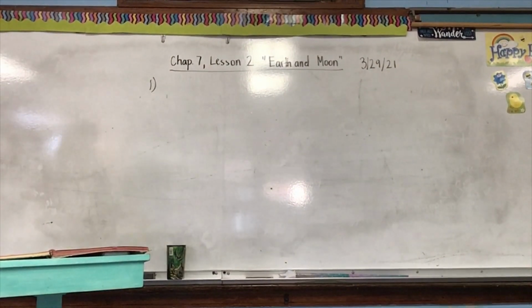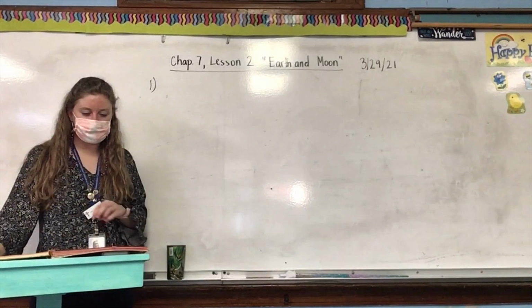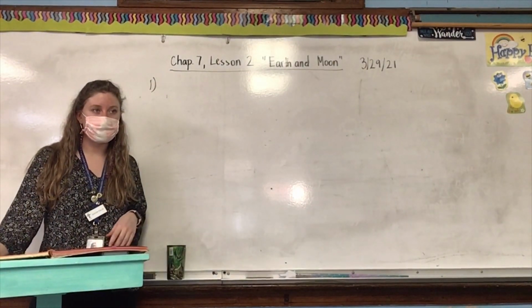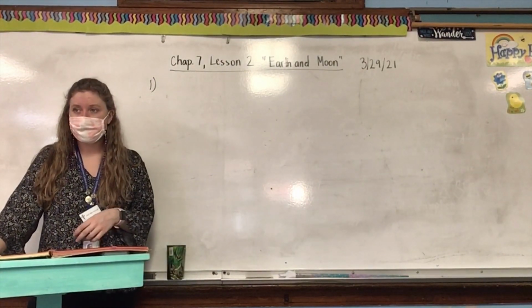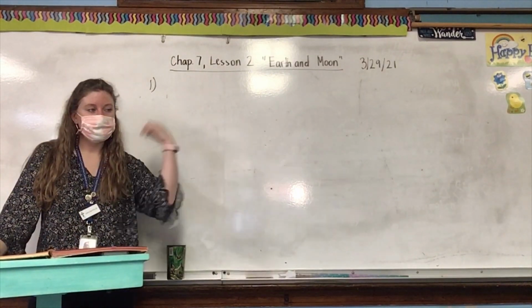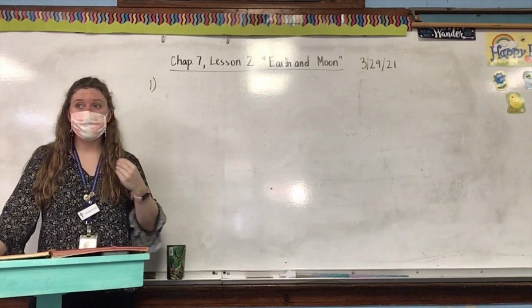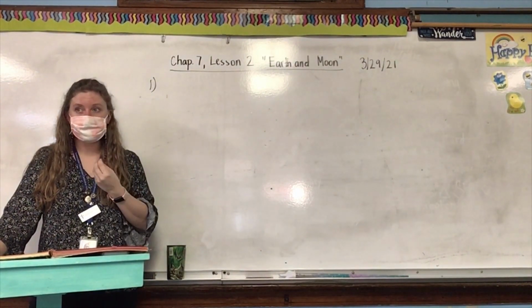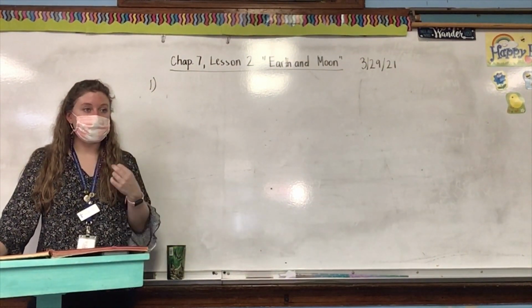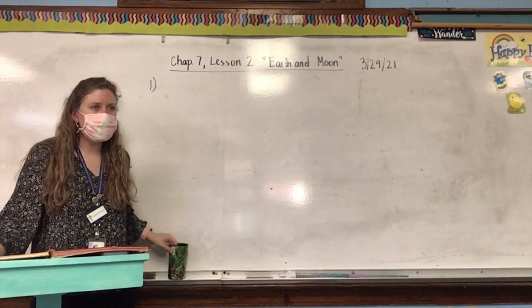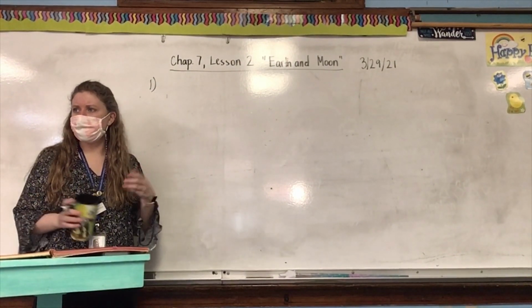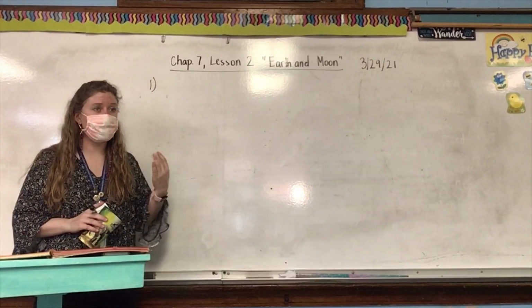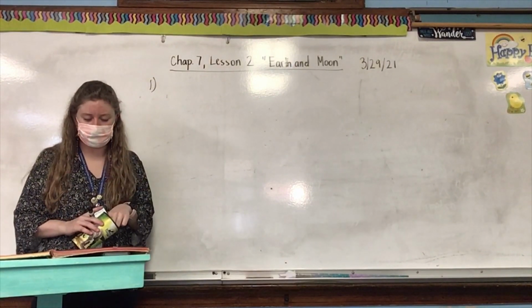So on page 368, we see that our next lesson is called Earth and Moon. So we're going to be learning all about the moon. Last lesson was all about the sun and how the Earth's movement in space creates day and night and seasons. Well, now we're going to be talking about what happens with the Earth and the moon. What does the Earth do to the moon, if anything? What does the moon do to the Earth?